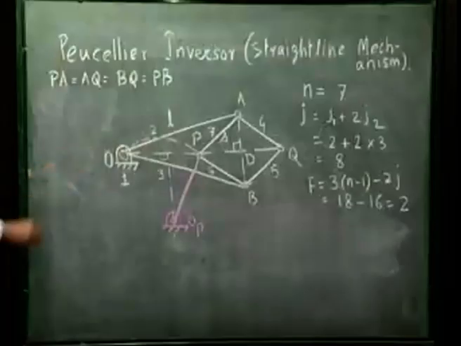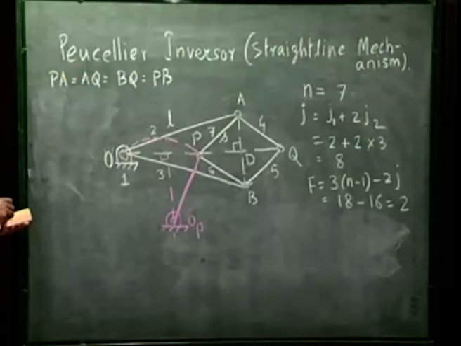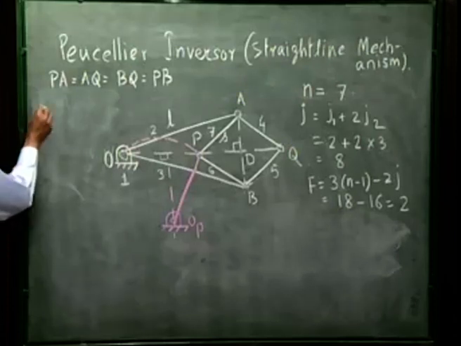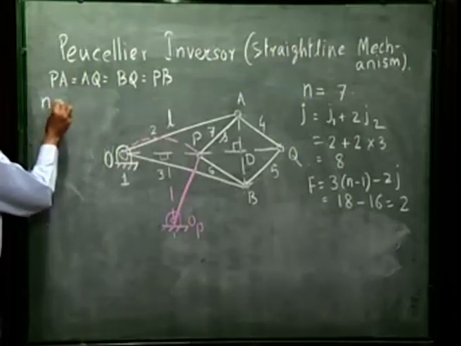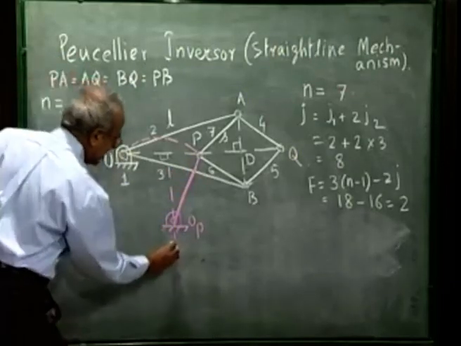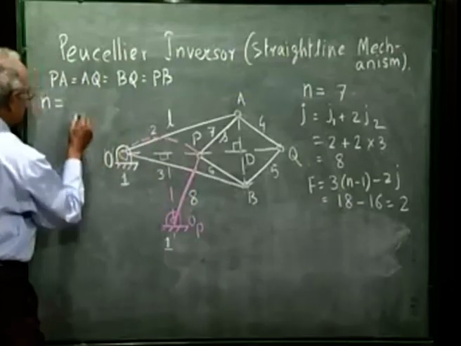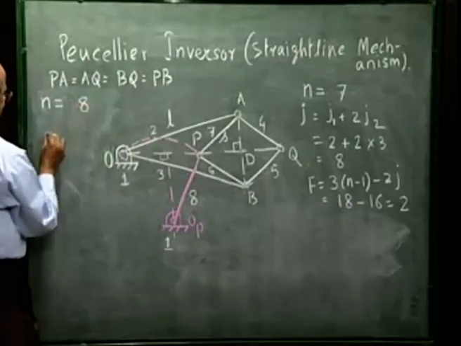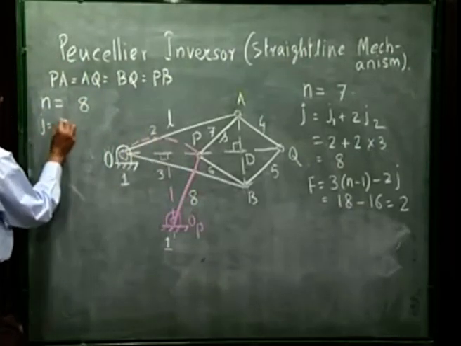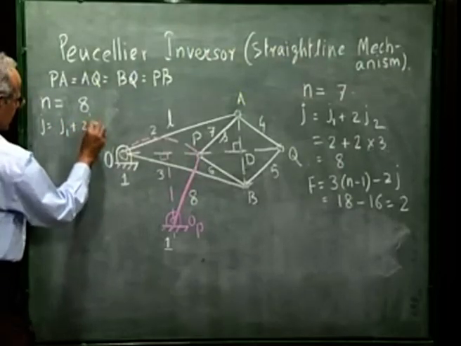And now we have completed what we call the Peaucellier inversor. Now let us see how many links it has. We had 7 links to start with, and now I have added one more link, which is link number 8. So, N is 8, J, which is J1 plus 2 J2.